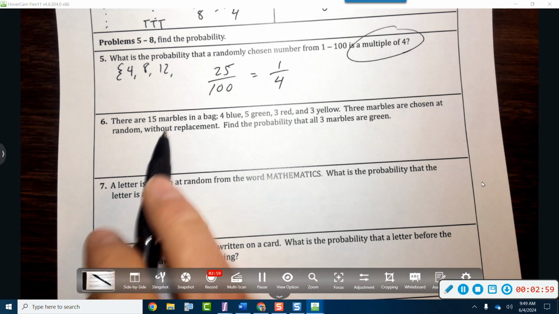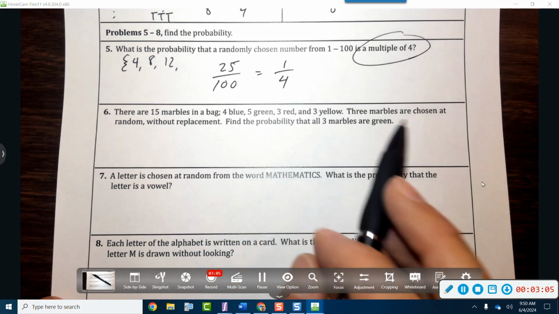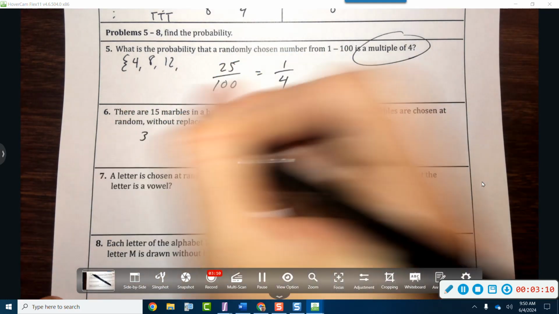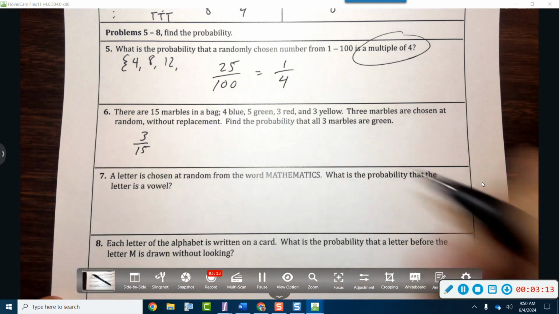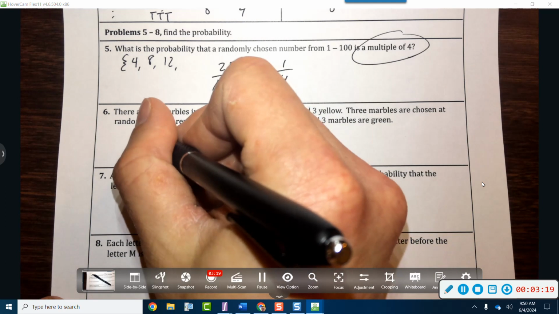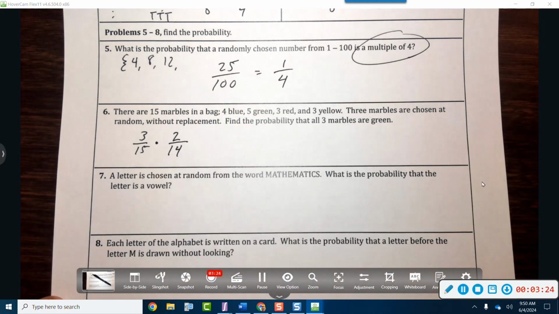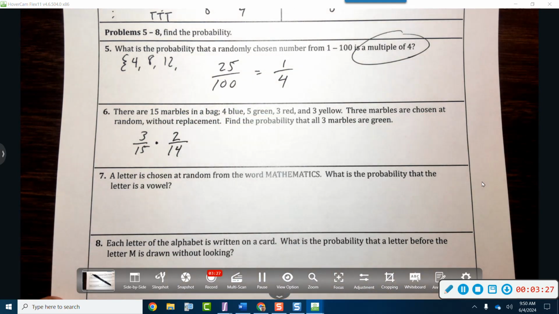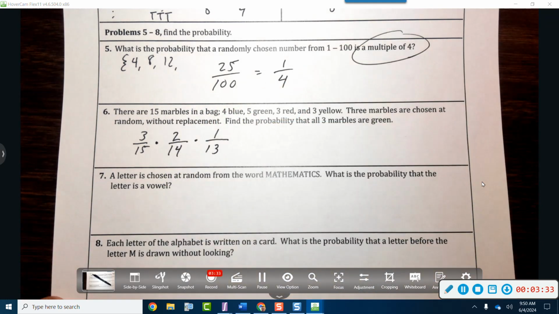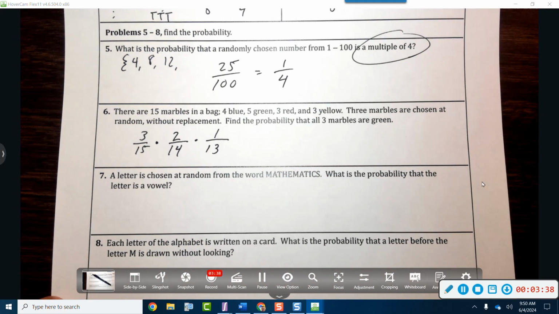There are 15 marbles in the bag. I think we already did this one. When you're looking for the probability that all 3 marbles are green, if you're not going to replace them, that's kind of a big deal. You've got 3 out of a total of 15 for the first, then you multiply by 2 left out of 14 after you've not replaced it. And then 1 left out of 13 on the third trial. Is that right? Yeah, 15, 14, 13.